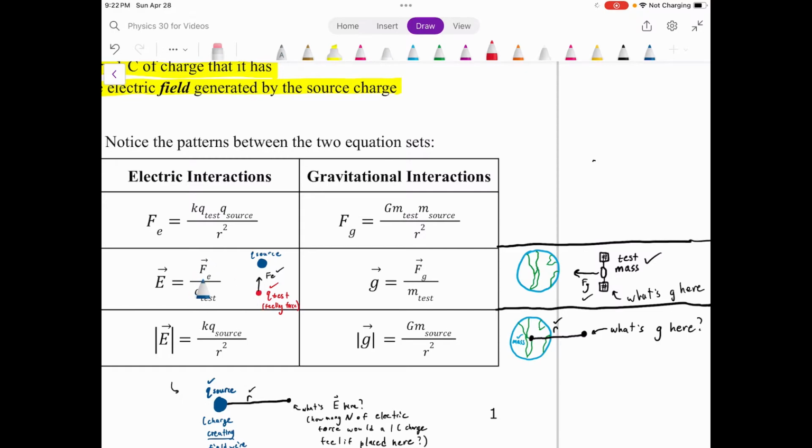So look at the equation. It makes a ton of sense. If we knew the force that it felt and we knew how many coulombs of charge this test charge had, well, there we go. We can say, when I put a test charge here, it feels this much force, so we can work backwards and figure out that this must be generating an electric field that is however many newtons per coulomb.